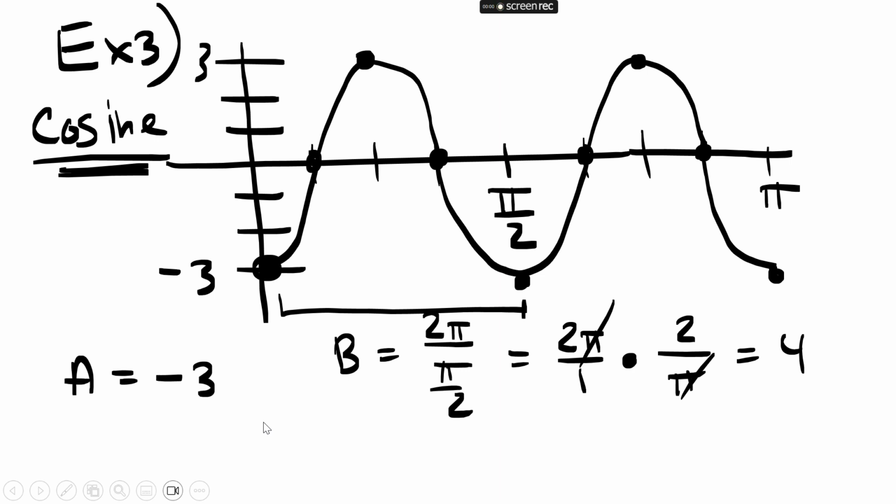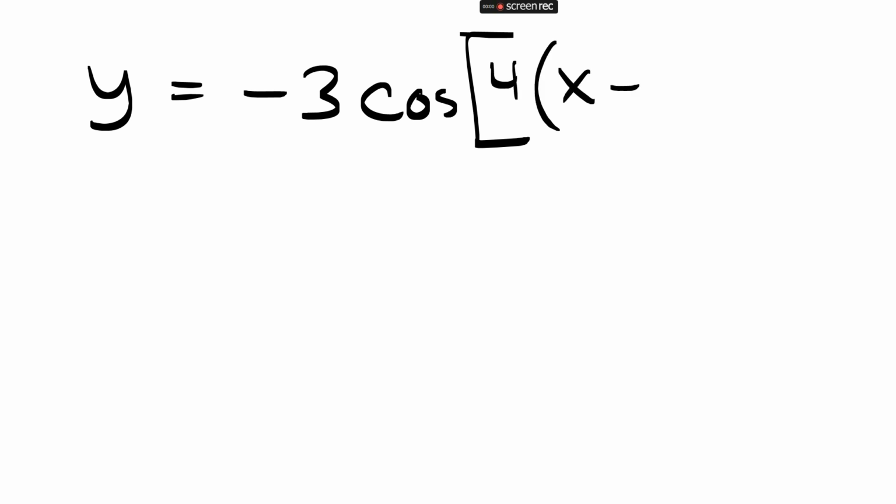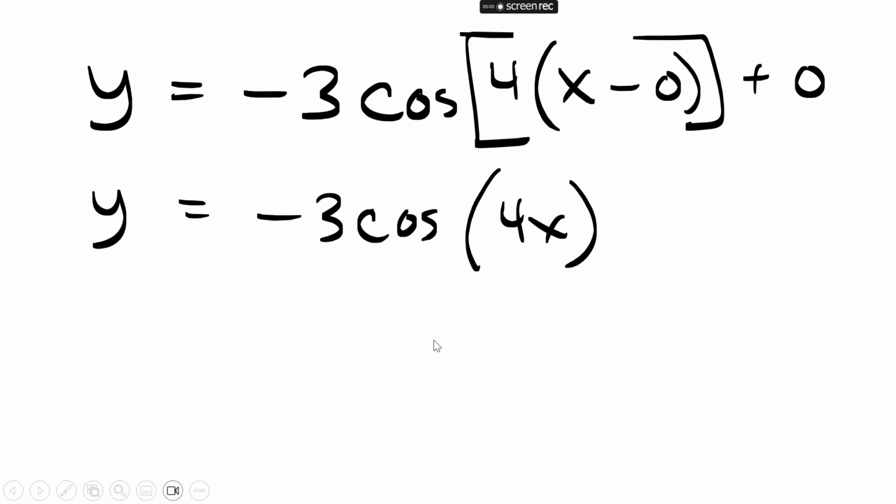I'm running out of room over here, so let me rewrite it up on top of the next slide. So I have y equals -3 cosine, brackets, I got a 4, and in parentheses I got an x minus 0. Close the bracket, and it's still a 0 because there's no vertical shifting, or as I say, vertical translation. All right, simplifying this out as you have to, -3 cosine of 4x would be the simplified version of that equation. All right, so let's get a little tiny bit more complicated. Of course, that's the fun part.